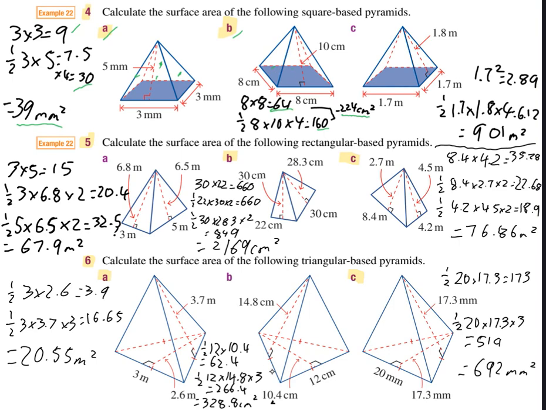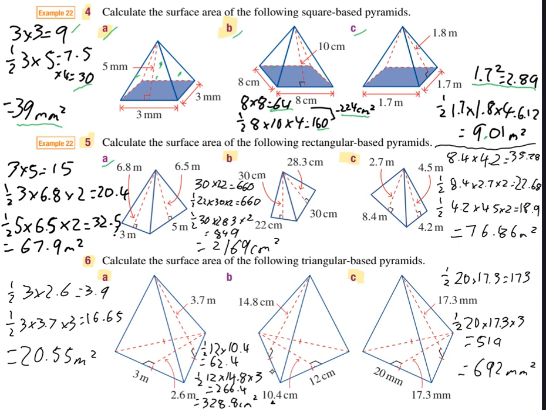The next one. Base 1.7 times 1.7, so that's 1.7 squared, which equals 2.89. Then you have to do half base times height times 4, because there's 4 different ones that have it. Base of 1.7, height of 1.8, 4 of them gets you 6.12. You multiply by 4, you add the 6.12 plus your 2.89, and you get 9.01 meters squared.